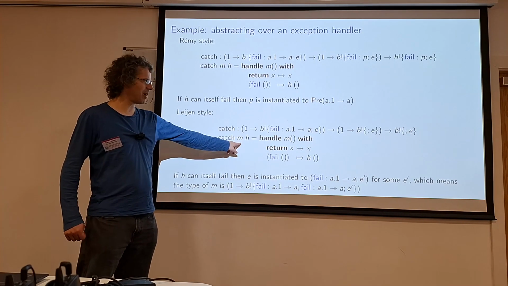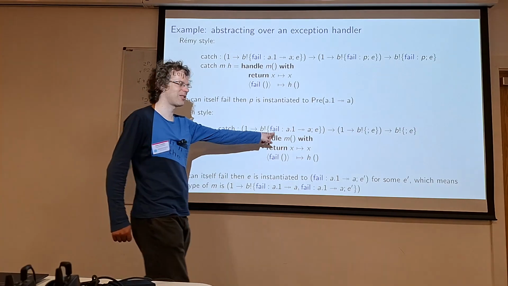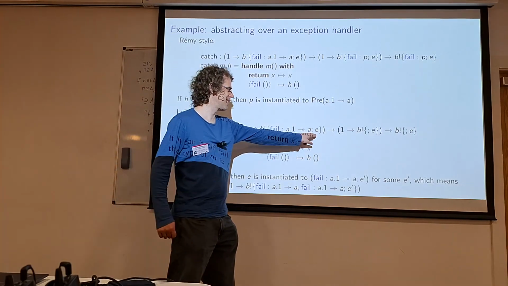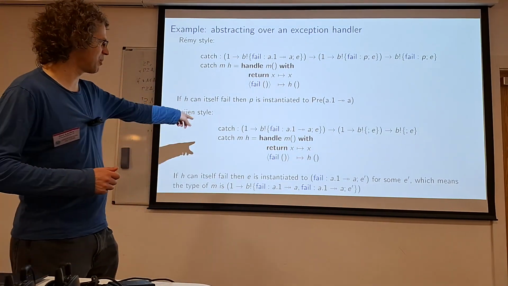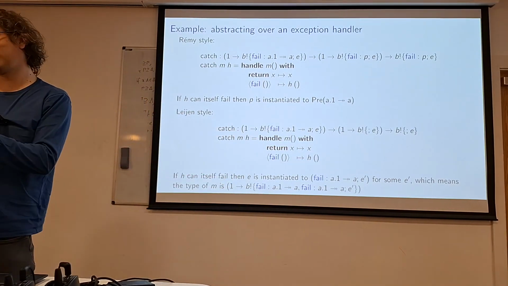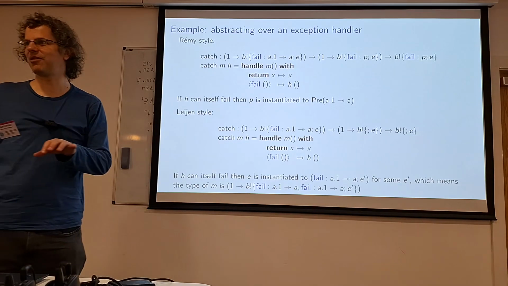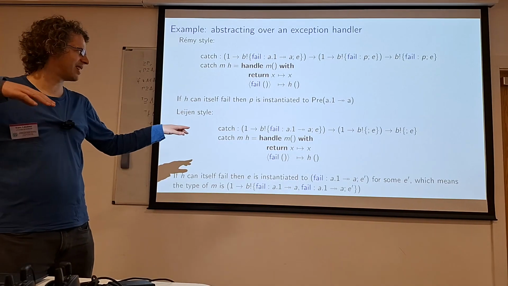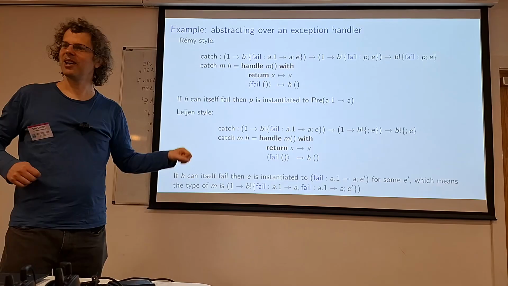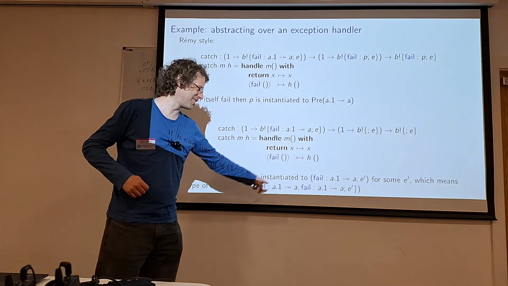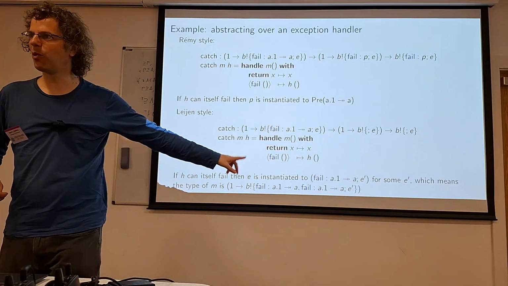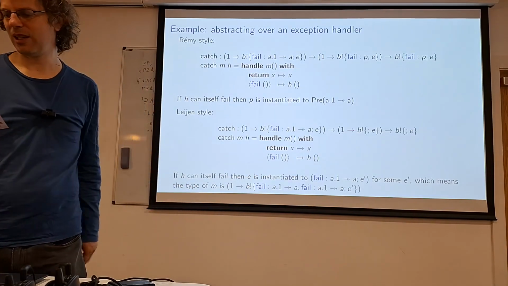All that we need to know about M in order to do the handling is that it has one fail, and it has this effect variable E. And it's only because we want to compose this with some other computation which may itself fail that we end up instantiating E to say that it has failed. In practice, you might see error messages with this kind of thing, but you don't normally write them yourself.